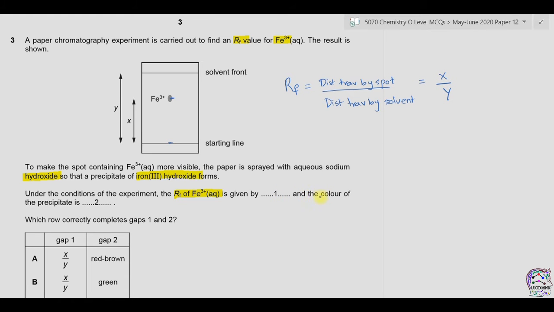Now second part is the color of the precipitate. So as we know that the precipitate formed is iron 3 hydroxide. So iron in plus 3 form is always reddish brown in color. So therefore gap 1 is x divided by y and gap 2 is the reddish brown color. So therefore answer is A.